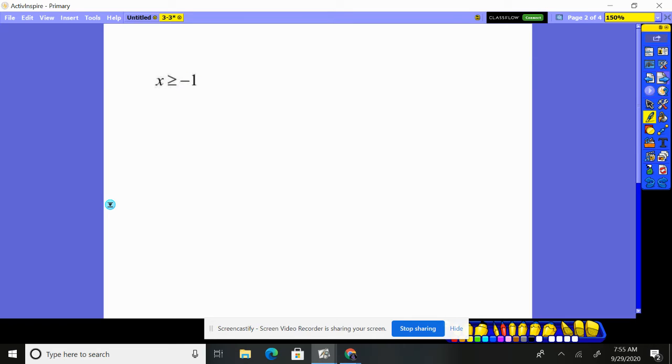Let's say we have this. Now this says x is greater than or equal to negative 1. So it includes negative 1 as a solution. So here's our number line. Let's pretend here's 0, here's negative 1, here's positive 1, 2, negative 2. It includes negative 1 as a solution, so it's part of the solution.